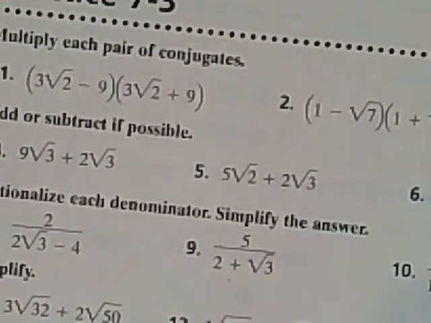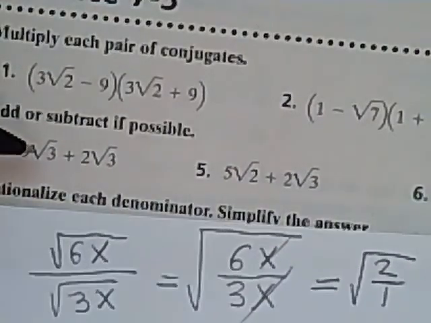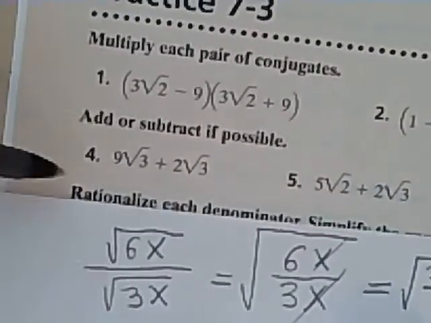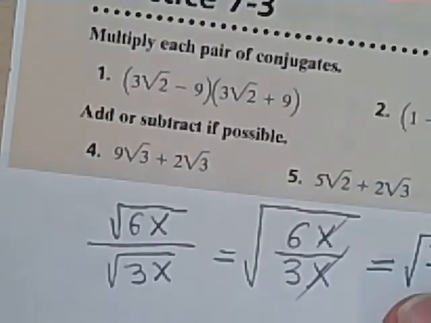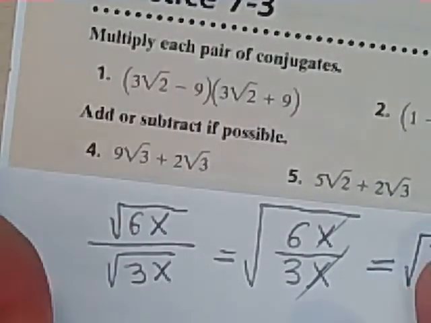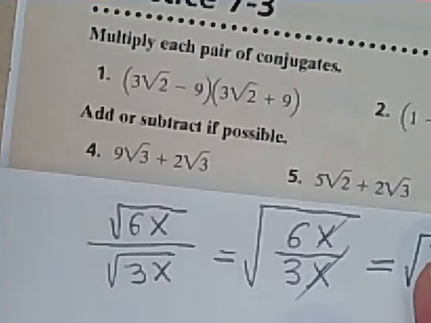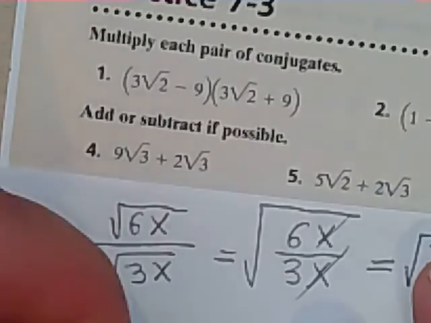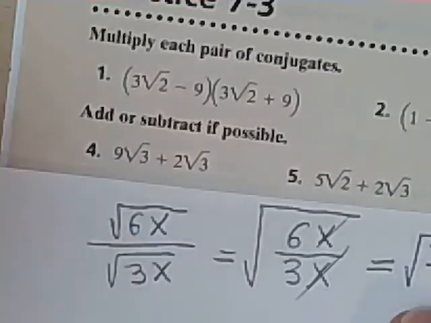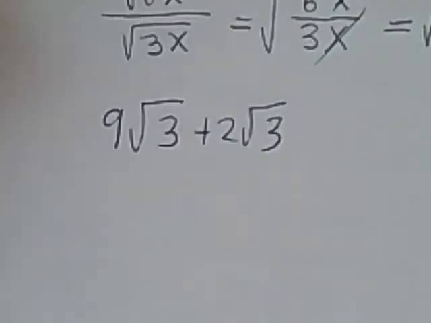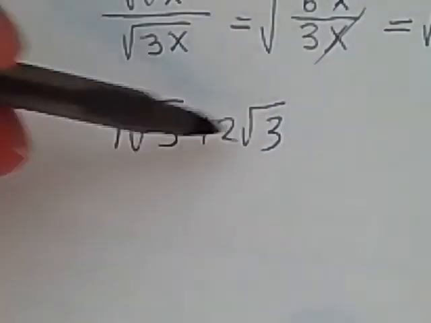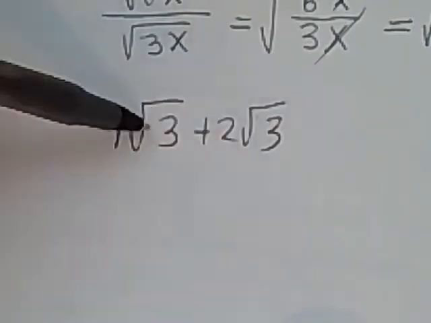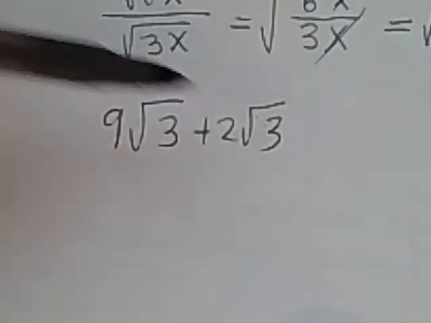Your homework tonight involves adding or subtracting if it's possible. So let's try all of these. Number 4, 9 radical 3. And by the way, I like calling it radical. Even if you call it square root, it means the same thing. So 9 radical 3 plus 2 radical 3. In this situation, they're both square roots of the same radicand. So these are like terms, and yes, you can combine them.